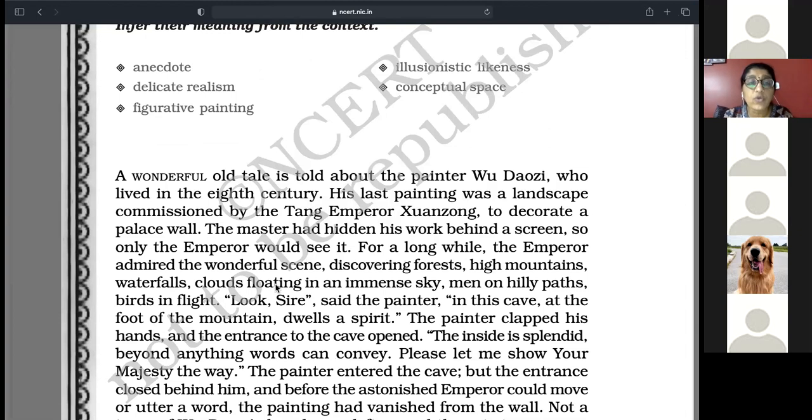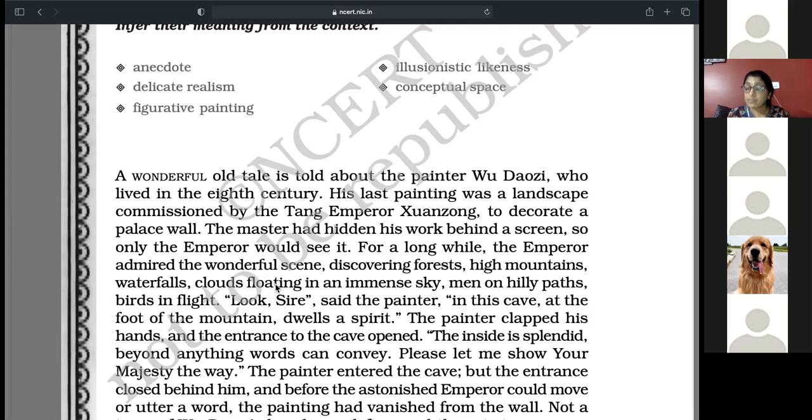A wonderful old tale is told about painter Wu Daozi, who lived in the 8th century. It's not now, it's 8th. His last painting was a landscape. Landscape आपका ऐसा होता है जिसके अंदर you are making the land. Normally हम जब छोटे होते थे तो हमारे लिए landscape का मतलब होता था 4 पहाड़ बनाना, एक पीछे सूरज बनाना, then नीचे पेड़ बना देना.